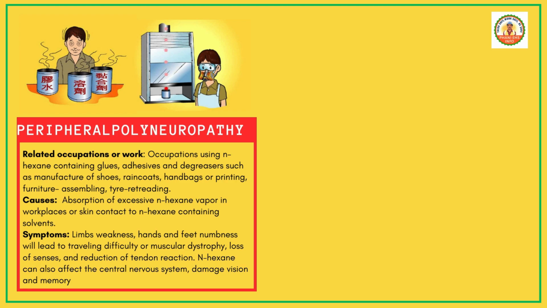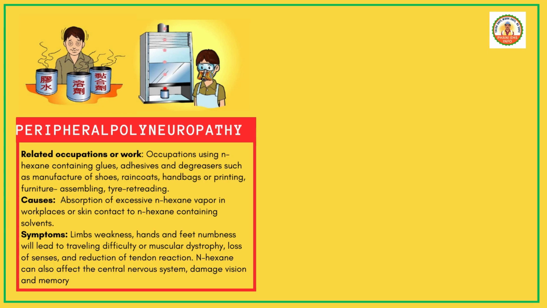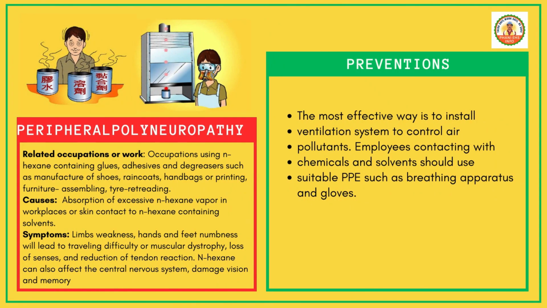Peripheral polyneuropathy. Related occupations or work: occupations using N-hexane-containing glues, adhesives and degreasers, such as manufacture of shoes, raincoats, handbags, printing, furniture, assembling, tire retreading. Causes: absorption of excessive N-hexane vapor in workplaces or skin contact with N-hexane-containing solvents. Symptoms: limb weakness, hand and foot numbness leading to walking difficulty or muscular dystrophy, loss of senses, and reduction of tendon reaction. N-hexane can also affect the central nervous system, damaging vision and memory.